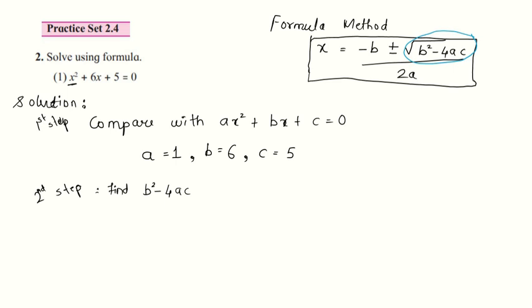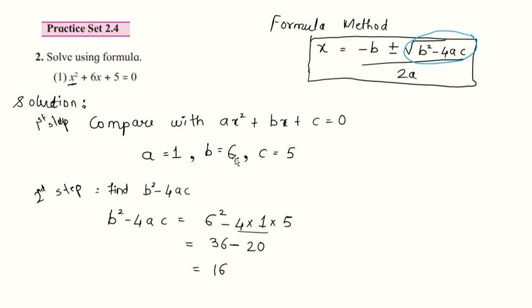b square minus 4ac is equal to, what is b? 6. b square is 6 square minus 4 into a, which is 1, into c, which is 5, is equal to 6 square, which is 36, minus 4 into 1 is 4, 4 into 5 is 20. Therefore, 36 minus 20 is equal to 16. This is the value of b square minus 4ac.